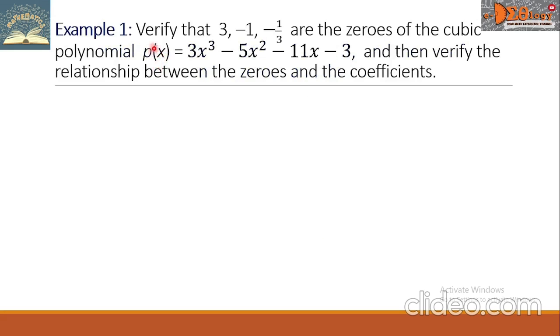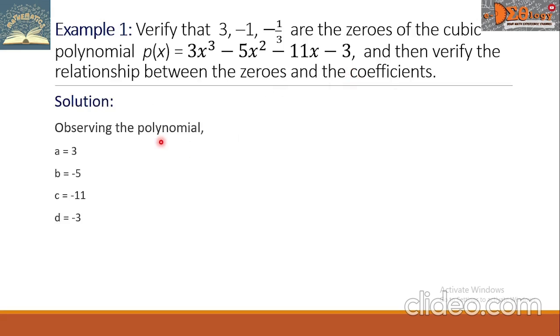Example 1. Verify that 3, -1, -1/3 are the zeros of the cubic polynomial p of x equals 3x cubed minus 5x squared minus 11x minus 3. And then verify the relationship between the zeros and the coefficients. When we observe the polynomial, take note that a equals 3, b equals -5, c equals -11, d equals -3.